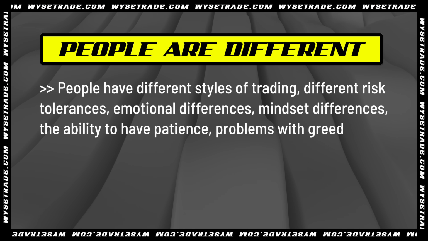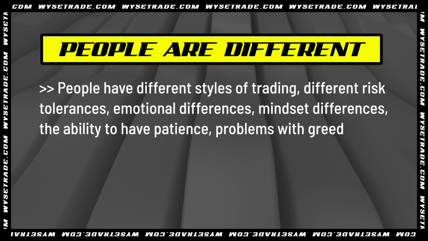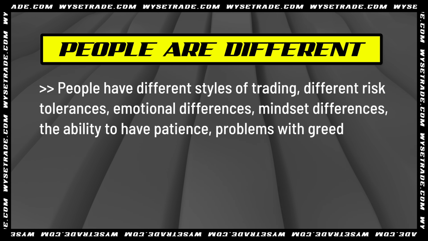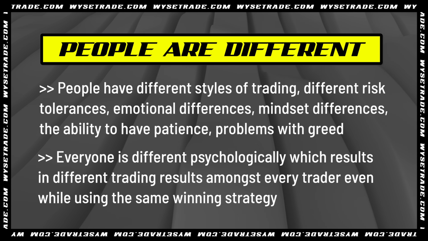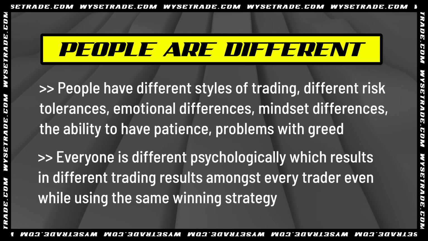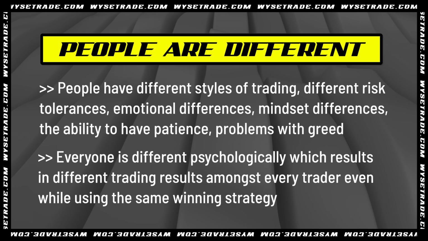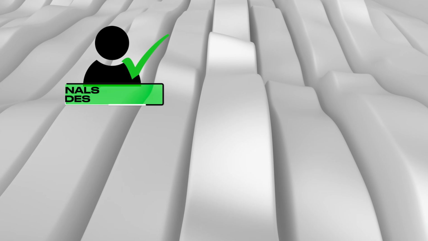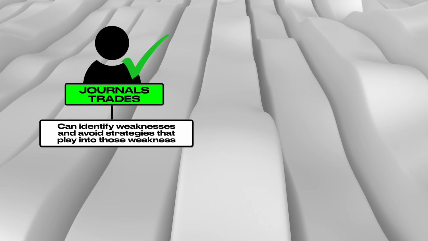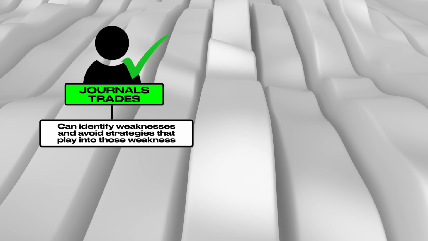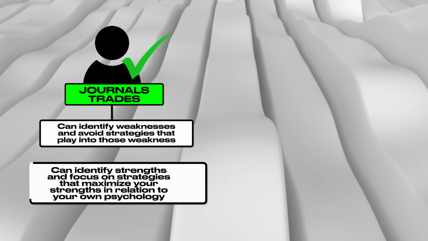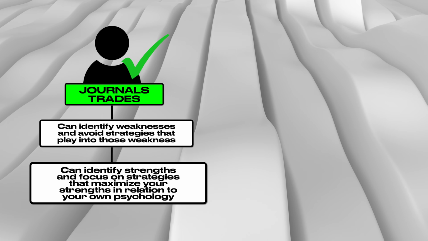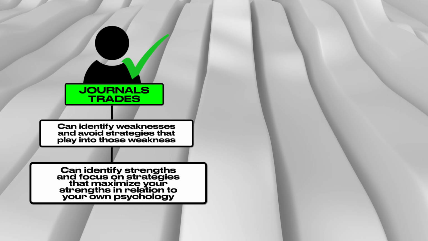People have different styles of trading, different risk tolerances, emotional differences, mindset differences, the ability to have patience, problems with greed. But overall, everyone is different psychologically, which results in different trading results amongst every trader, even with a winning strategy. So by journaling, you can identify your weaknesses and avoid strategies that play into those weaknesses, and then identify your strengths and focus on strategies that maximize your strengths in relation to your overall psychological makeup.